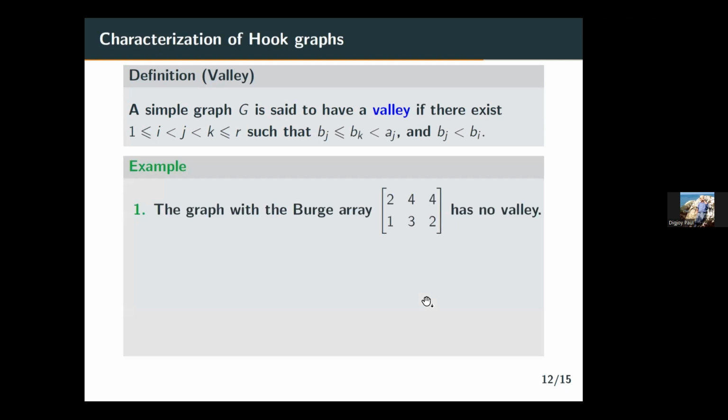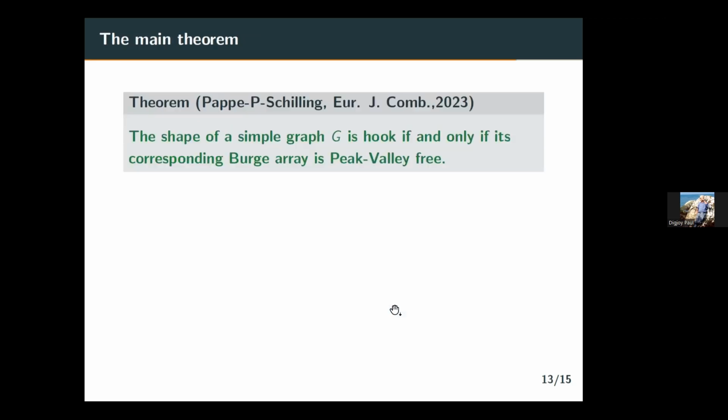On a similar note, we have another condition called a valley of a graph, and the condition is b_j less than or equal to b_k less than a_j. So I am starting with a_i b_i, a_j b_j, and a_k b_k, and for those I have some criteria. And of these following two graphs, one has a valley, one doesn't have a valley. And our final theorem says that the shape of a simple graph is hook if and only if its Burge array is peak-valley free.